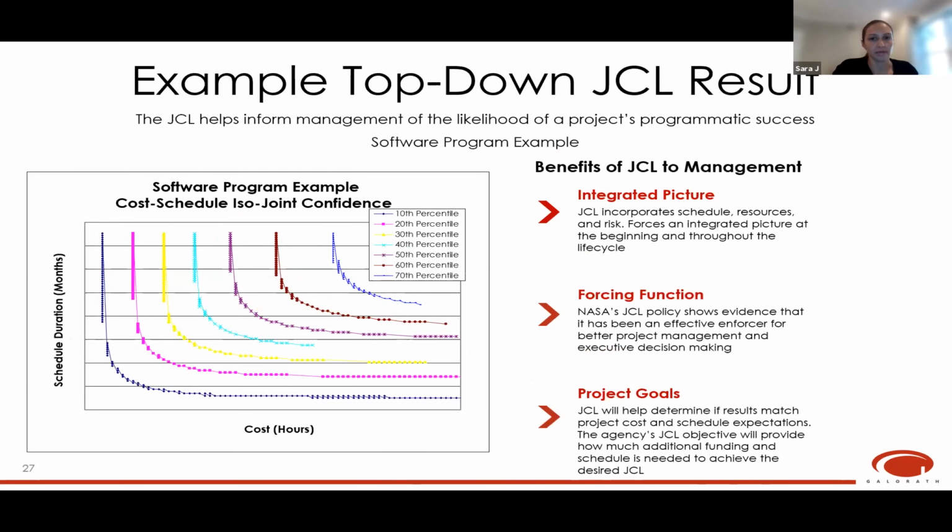Now let's look at another example of a top-down JCL result using the parametric method for the software program example. The benefits of JCL to management would include knowledge of an integrated picture of schedule, cost, and risk early on and throughout the life cycle. For NASA, the JCL policy shows evidence that it enforces better project management and executive decision-making. The JCL will help determine if the results match the project's expectations, and then the agency's JCL objective will provide information on how much additional funding and schedule is needed to achieve a more realistic budget and schedule to make the project more successful.